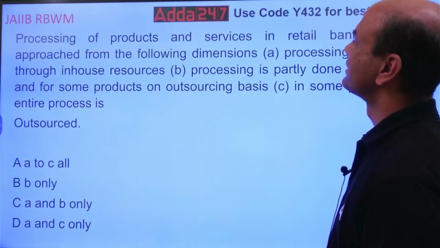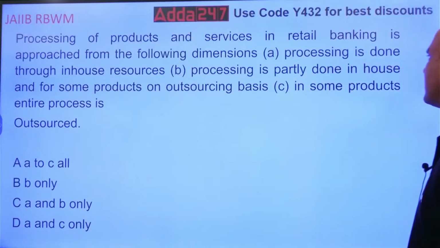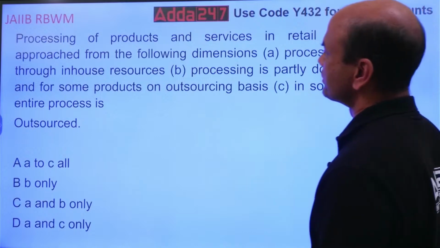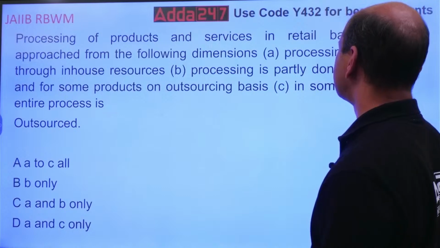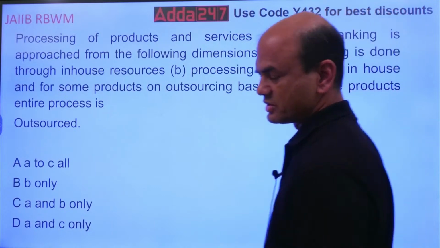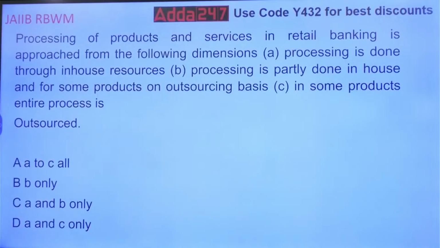First one, processing of products and services in retail banking is approached from the following dimensions. And what are the following dimensions? So what are the angles? Dimensions means angles. What are the angles considered while processing the products and services in retail banking?